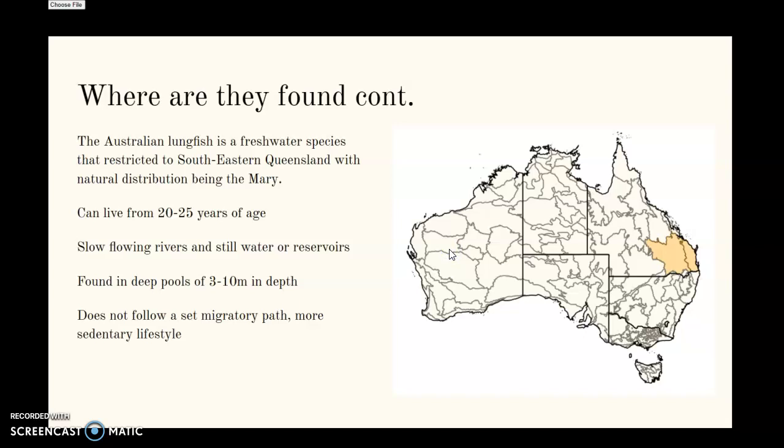Now, we're looking at the Australian lungfish. They are very isolated. They are only really found in southeastern Queensland, and natural distribution being the Mary. And that tiny yellow spot right here is their distribution area. It's not very big. They can actually live for between 20 to 25 years of age. They live a very sedentary lifestyle. So they prefer the slow-flowing rivers and still waters, the reservoirs. They can be found in deep pools between 3 to 10 meters in depth, and they don't follow a set migratory path. Like I said, they like to stay in one place for long periods of time, possibly their whole life.